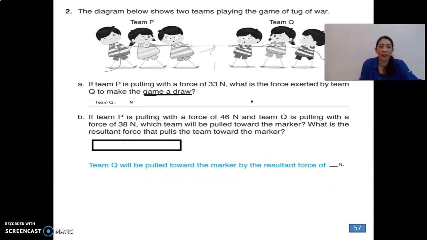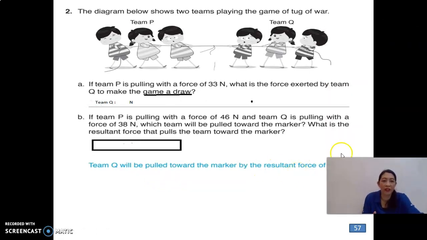So next, page 57. The diagram below shows two teams playing the game of tug of war. If team P is pulling with the force 33 Newton, what is the force exerted by team Q to make the game a draw? Team Q is blank Newton.